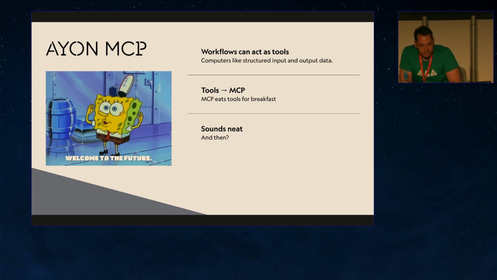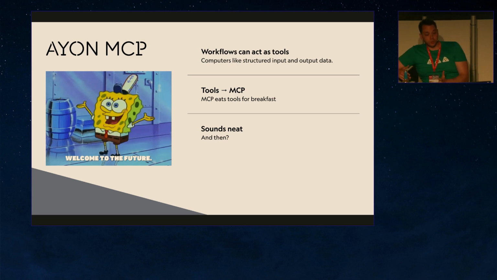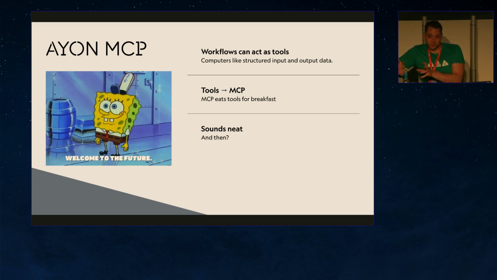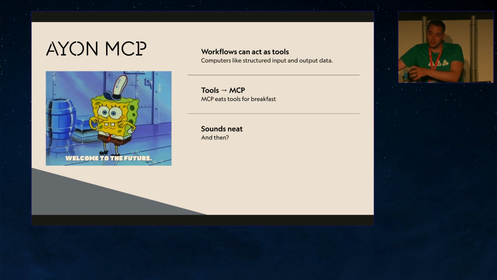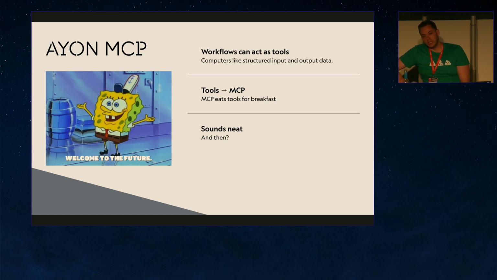And that means that these workflows can act as tools. And it just happens to be that MCP eats tools for breakfast. MCP is the Model Context Protocol. It's what LLMs use to learn how to use something. Like AI can nowadays use your computer and do anything. And that's very dangerous because it can literally do anything.